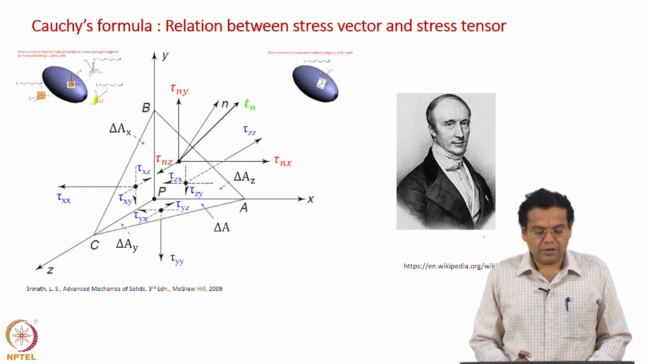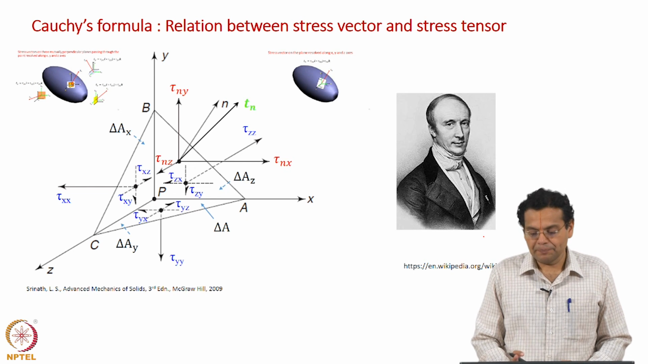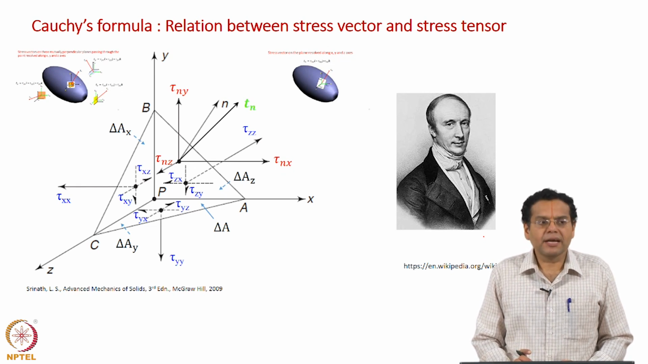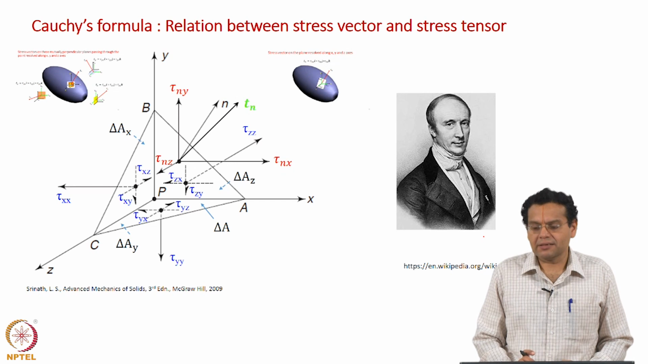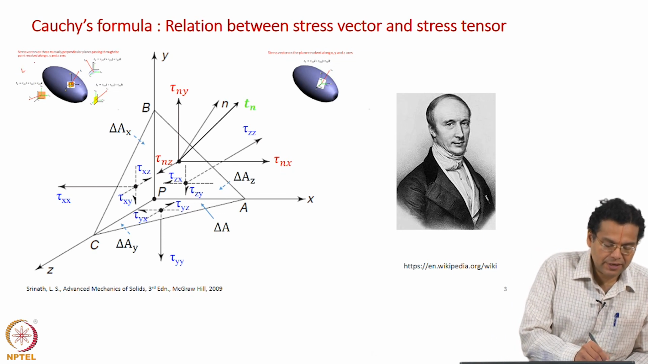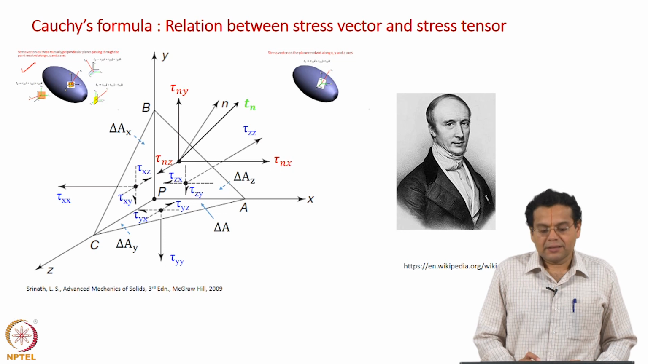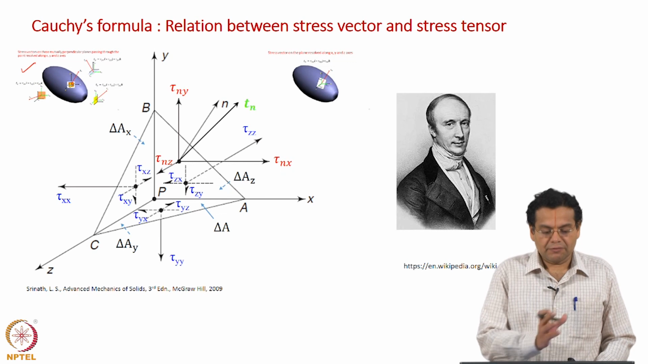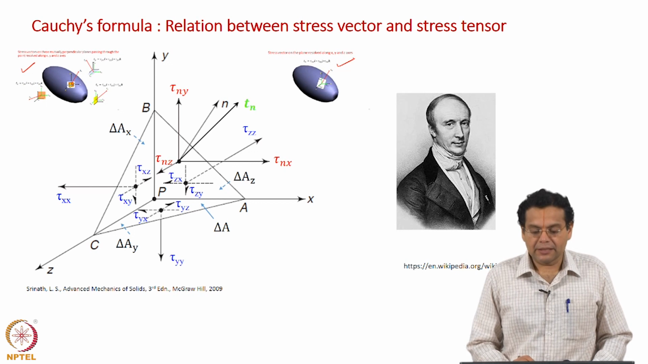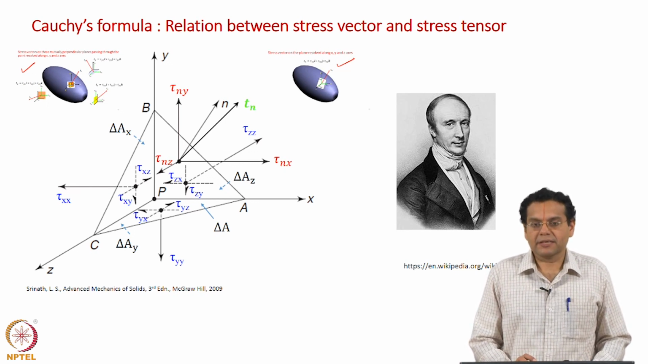The expression we are going to derive is called Cauchy's formula, named after the person who derived it, namely Cauchy, whose photograph is shown here. We are going to relate stress vector and stress tensor, or to put it short, 9 components to 3 components. What you see here on the left hand side is the same slide minimized, to show that we are given those 9 components and we have to find these 3 components, which are the components of the stress vector along the xyz axis.